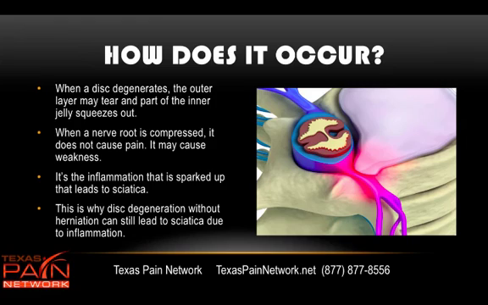Well, how does it occur? When a disc degenerates, the outer layer may tear and part of the inner jelly can squeeze out. So here you have a disc, and typically it has this kind of a margin. But if you get a tear in the outer portion, some of the inner jelly can squeeze out and pinch a nerve root. That sparks up inflammation and then can cause sciatica. In and of itself, that's not painful. It's the inflammation that it sparks up that leads to the pain.